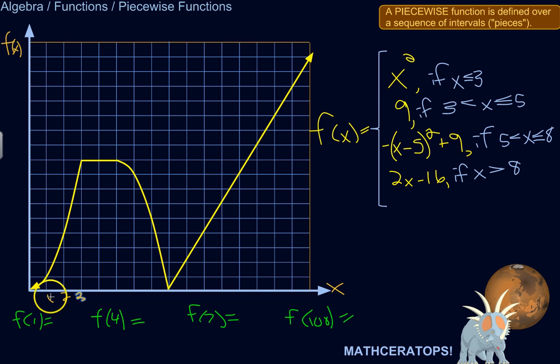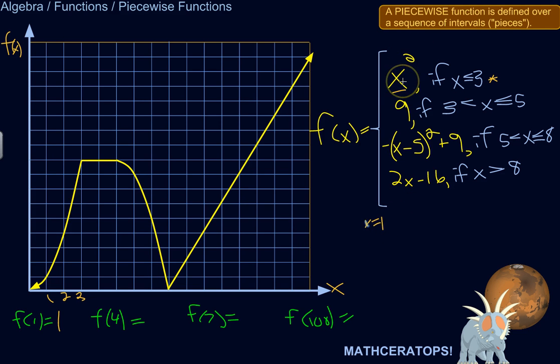F of 1, well, I can just see from the graph that f of 1 is 1. But let me show you, if you don't have the graph, here's what you do. I want f of 1. I want the value of f where x equals 1. So I have to find what behavior applies to this. Well, f of x is x squared if x is less than or equal to 3. Well, 1 is less than or equal to 3, so this is the rule that applies to this value of x.